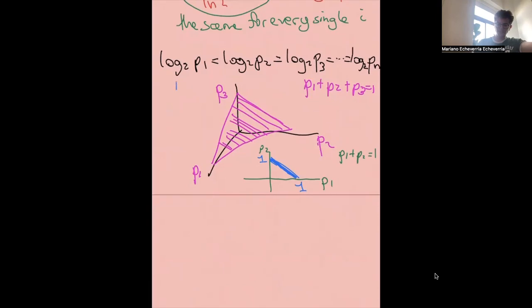So once you know that all these logs are the same, that forces all the probabilities to be the same.